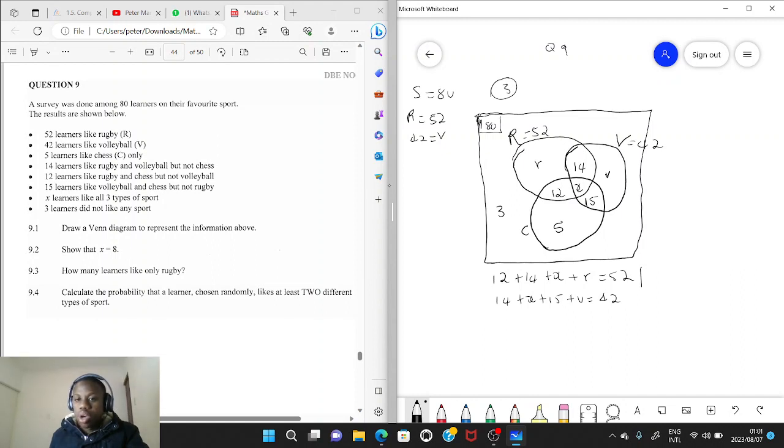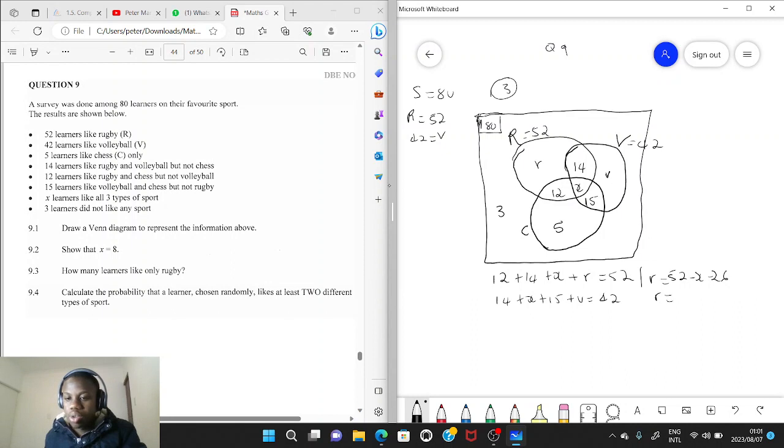So here we consider the empty space. What is our empty space in this case? It's R. So I'm looking for R. You can just simply use any variable, right? So here I'm solving for R. For me to be able to solve for R, I isolate R. I leave R and I take everything to the other side. I'll have 52 minus, whenever x goes to the other side, that's negative x. And then what is 12 plus 14? 12 plus 14 is 26, right?